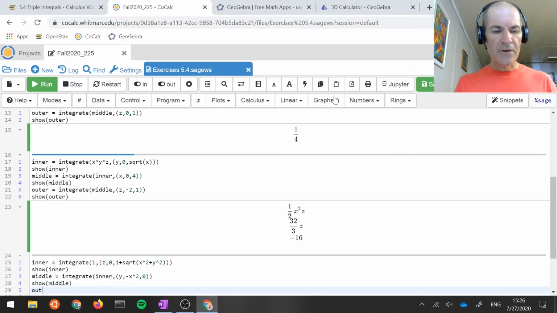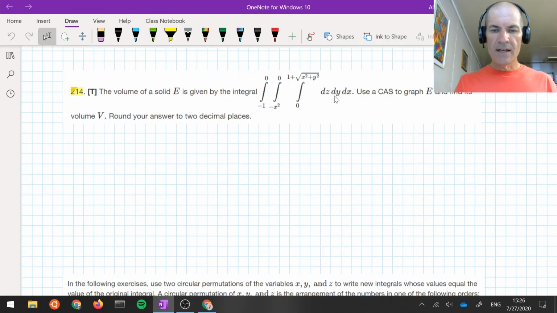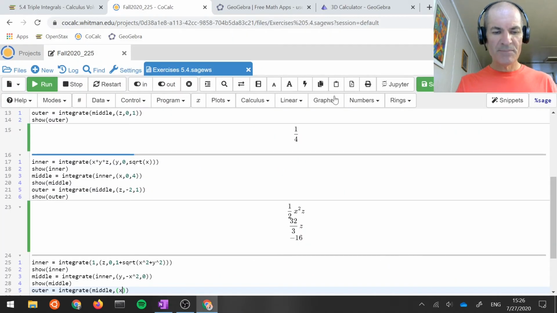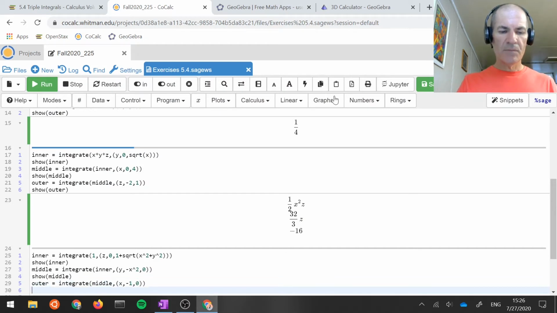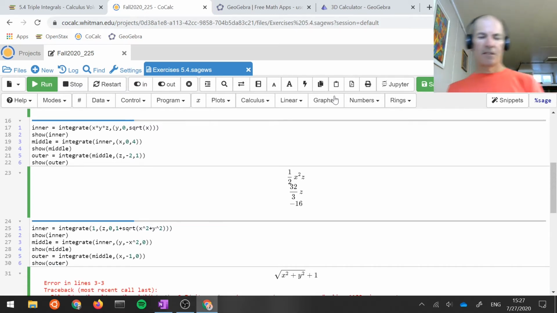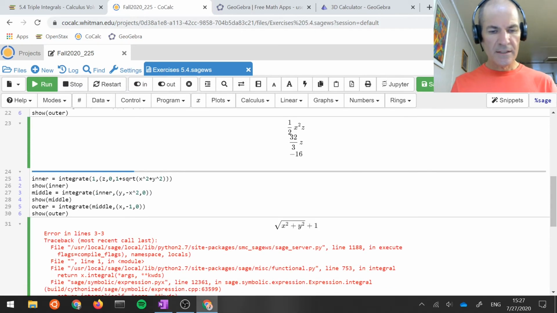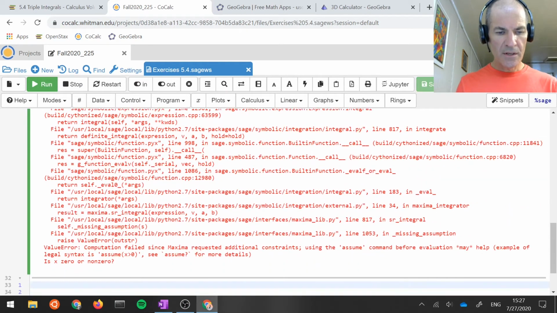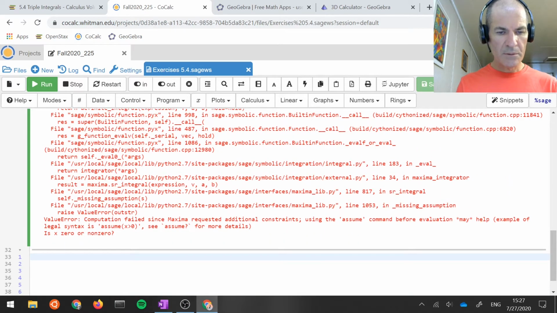And we'll show that result just because we might be curious. And last, the outer. That's the integral of the middle with respect to x. And x is pretty simple. It goes from minus 1 up to 0. And let's show that result. Sage has to work a little harder here. In fact, looks like I made it work too hard, and see if I can figure out what the problem is.